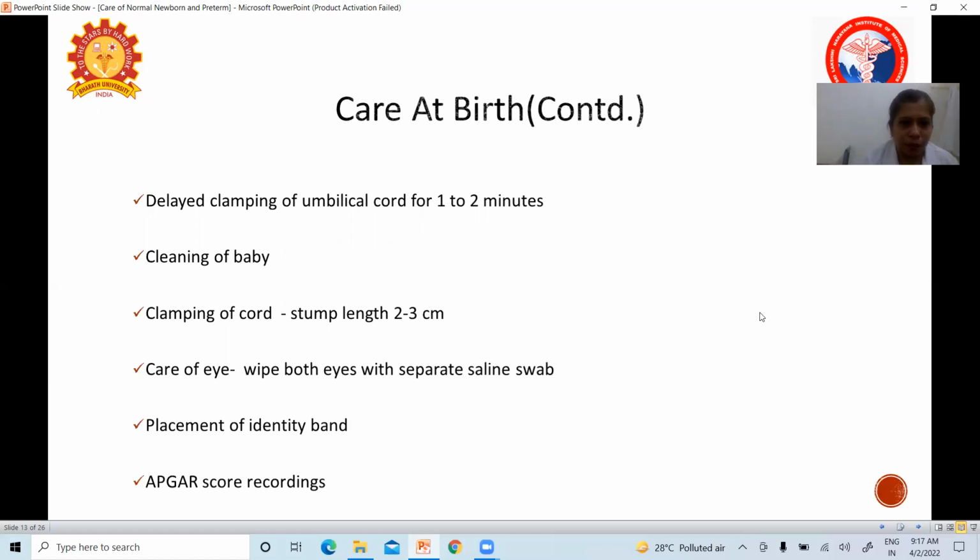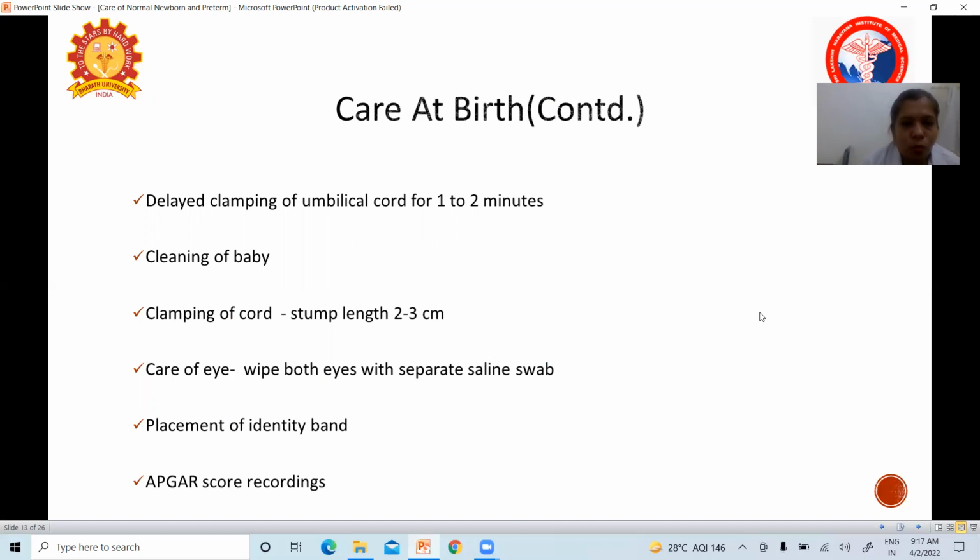Now cleaning the baby, clamping the cord. Stump length should be 2 to 3 centimeter, allowing some space, because once we apply the clamp, after that, the cord is expected to shrink for some length. So the clamp should not be immediately applied at the start. Some margin should be given for the area to shrink in the latter life in the first few days.